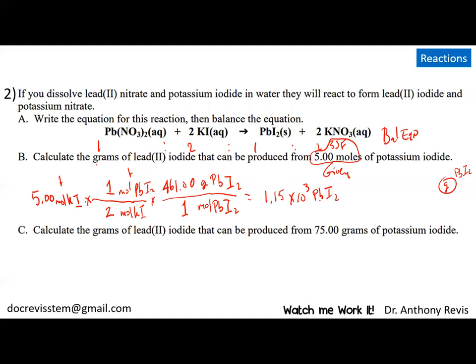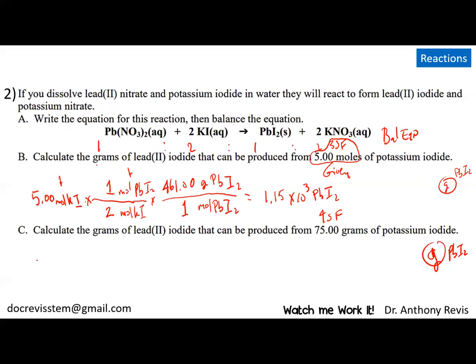Okay, so you just watch me work through these so you can do it too. All right, so how about this? Calculate the grams of lead 2 iodide that can be produced from 75.00 grams of potassium iodide. Therefore, this is 4 sig figs. All right, so we have this. And what are we looking for again? Calculate grams. I'm going to write this out here so I can keep an eye on it. Look for grams of PbI2 from that number of grams.